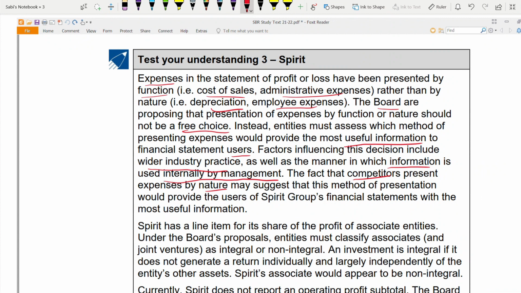So this suggests that nature might be a better way for the user of this one also, because it's a competitor. Competitor means similar, right? To compete with someone, you have to be something of similar nature to him. Two different things, two people cannot compete with each other. Some comparison has to be there. So if the competitor is using nature, better you also use nature, right? Because in this case, your user also will get more useful information if it is presented by nature, not by function. But in your case, you are choosing by function.